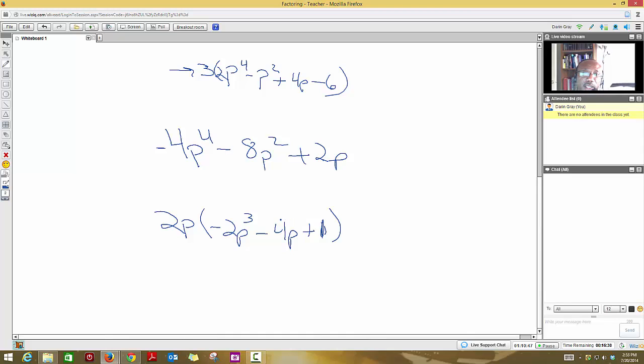So in factoring, we simply take the largest value, whether it's a variable or a number or both. We take the largest value out of every term. And in order to factor, it has to be in every term.